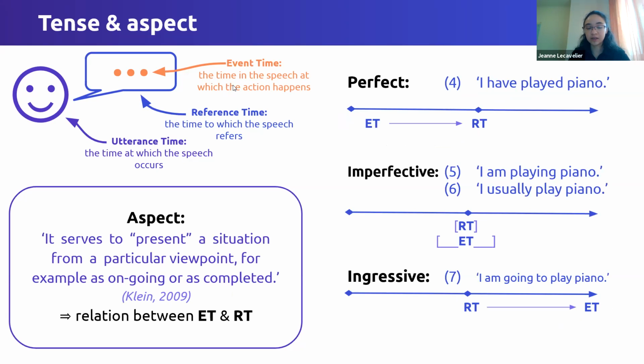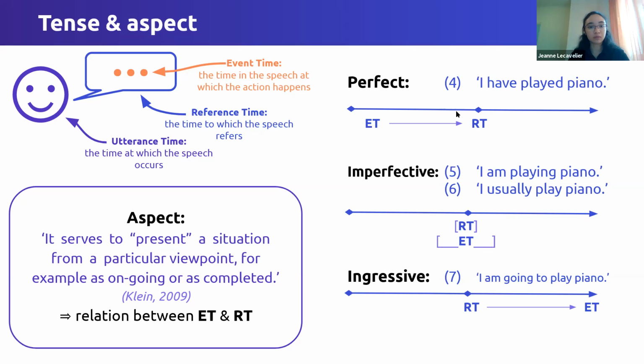On the contrary, aspect deals with the relation between the event time and the reference time. So what is the state of the action or event at the given reference time? There are many aspects. I'm just going to present three of them now. There are some others, but they are not important for my talk today. So, for instance, we get the perfect, which codes that the event time has been carried out by the reference time.